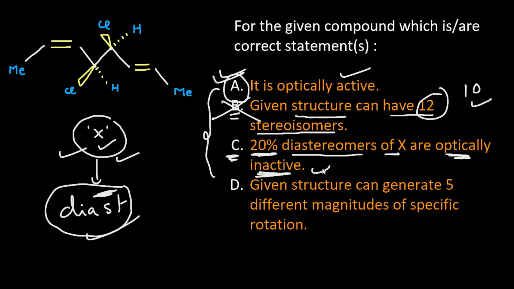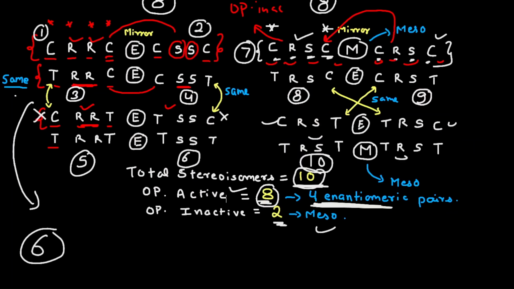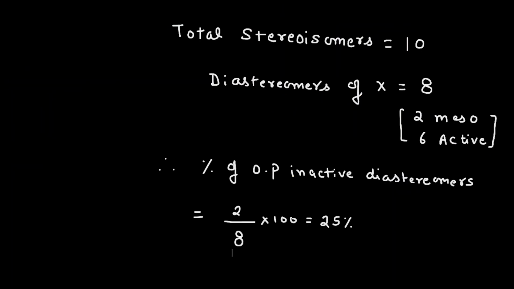optically inactive. So before we calculate the actual percentage of optically inactive diastereomers, let us first find which are the diastereomers of compound X. I have already told you the diastereomers are those stereoisomers which are not mirror image of X and are stereoisomers of X. So you have to take all the stereoisomers of X, but it should not be the mirror image of X.